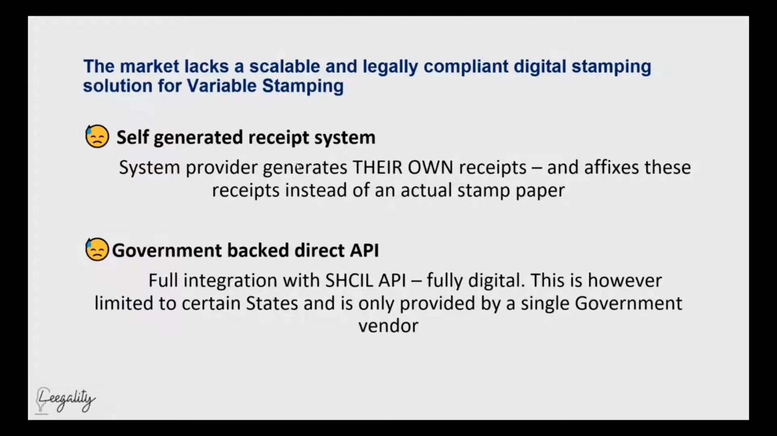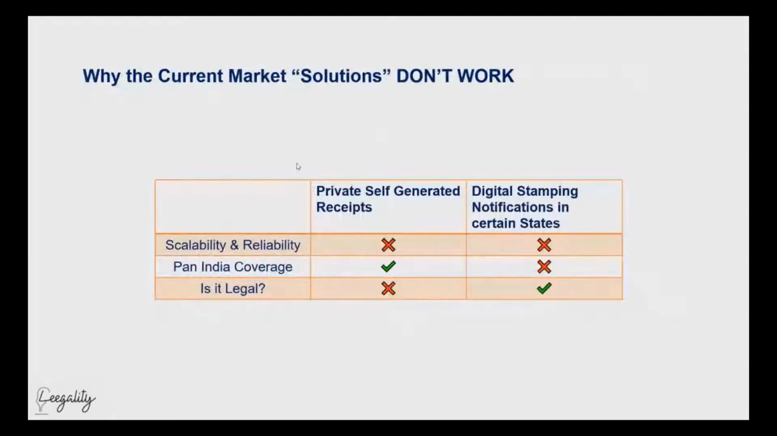Now, in theory, both these solutions sound great, but there are some problems. Why the current market solutions don't work is that, one, there is no scalability and reliability. While in a single use transaction, in maybe 5 to 10 transactions, they work, operating them at scale means they do tend to break down. There's a bad user experience and a frictionful process, even though it's a digital process, not something ideal in any digital form. Second, for pan-India coverage, while private self-generated receipts do work across India, the digital stamping notifications that integrate with SHCIL API don't operate across India. They're limited to a few states.